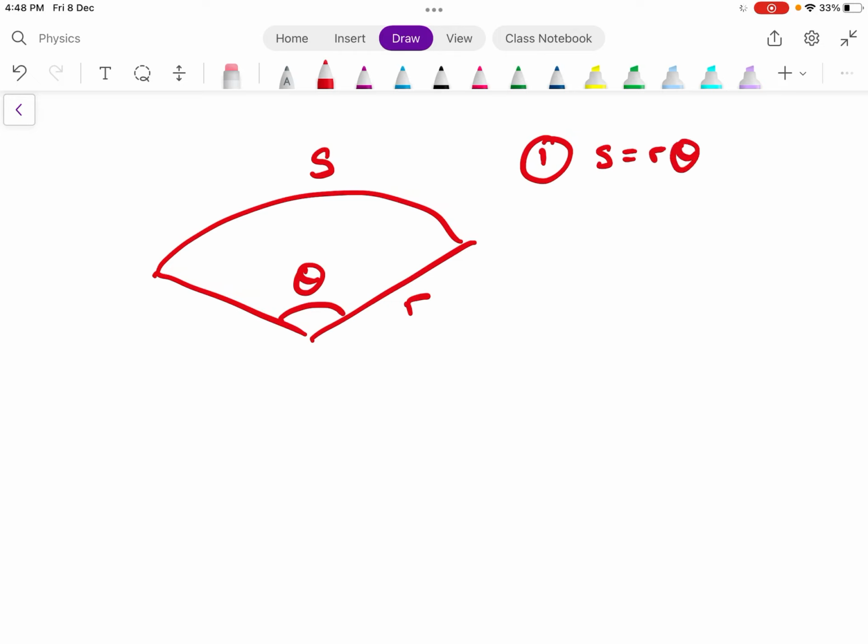So what is the S? The S is actually the arc length. Then what about the R? R is the radius, which is here. And last but not least, the theta will be here, the angle. But just make sure that when we are using theta, our theta must be in terms of radian.